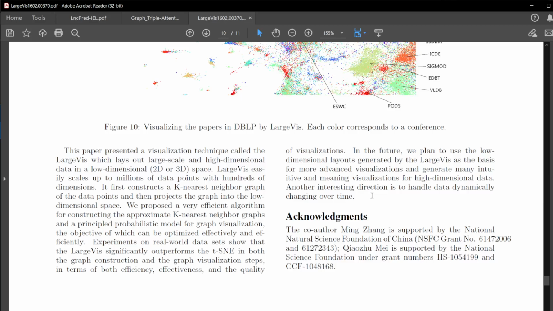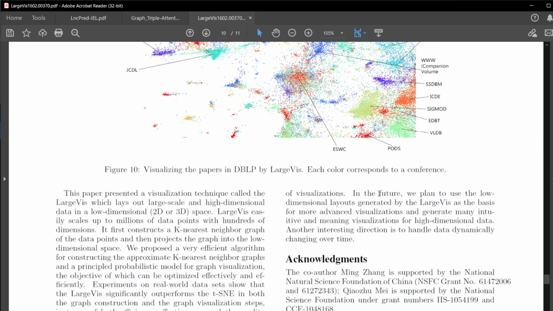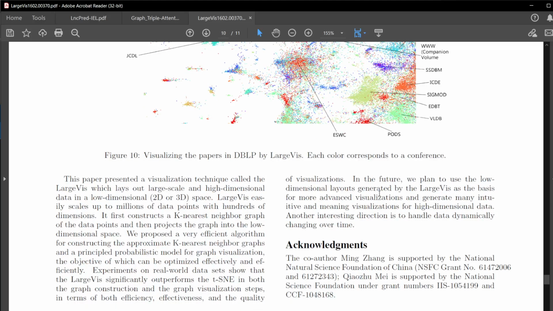Acknowledgements: the co-author Ming is supported by the National Natural Science Foundation of China, NSFC grant numbers 61472006 and 61272343. Qiaozhu Mei is supported by the National Science Foundation under grant numbers IIS-1054199 and CCF-1048168.